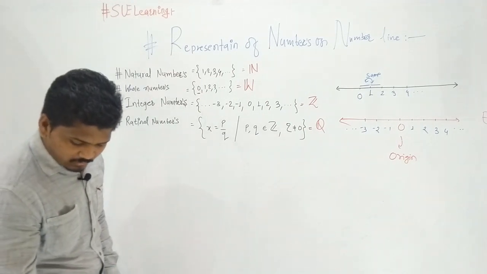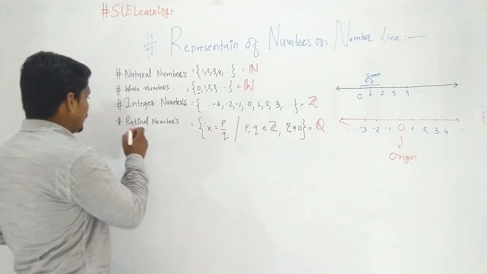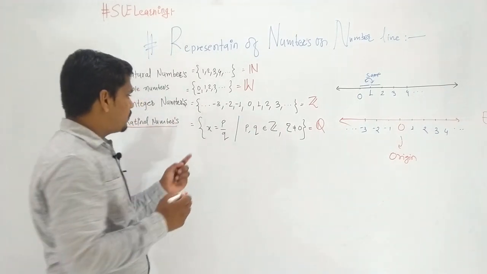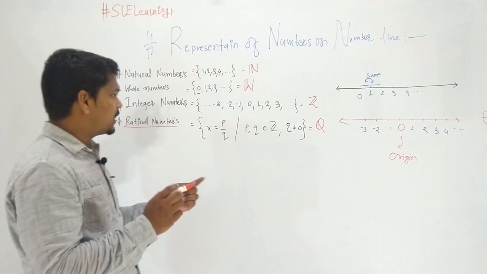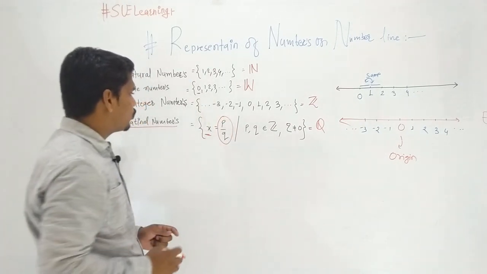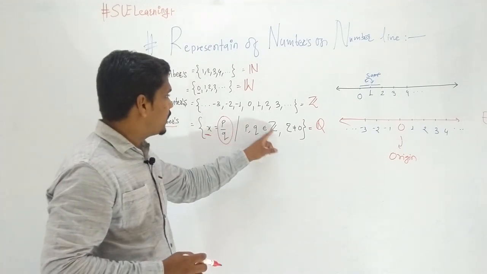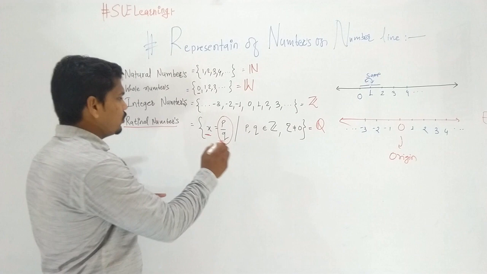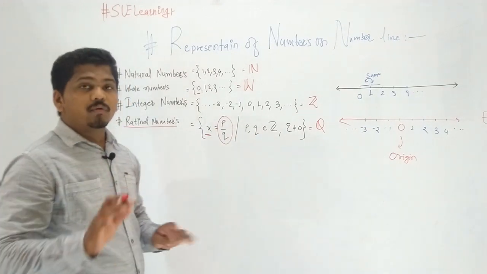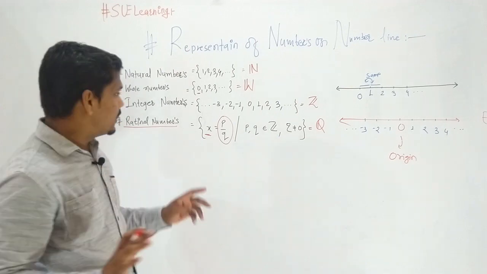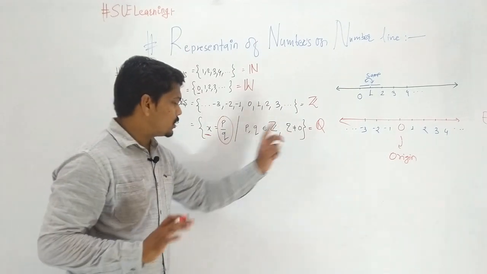Now the next kind of number is your rational numbers. How to plot rational numbers? First observe the set of rational numbers. Rational numbers are numbers that can be written in the form p by q, where p and q are integers, but q must not be equal to 0. You cannot divide any number by 0. It will be an undefined term, right? That's why q must not be equal to 0.